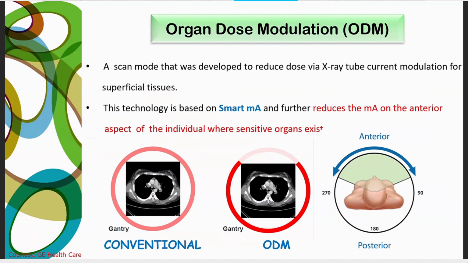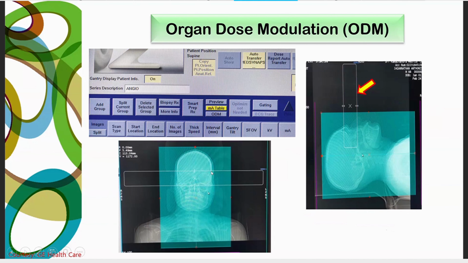And then next is the organ dose modulation technique. This is a software-based technique which uses the main technique of smart MA only, but reduces the MA on the anterior aspect of an individual where the critical organs exist in pediatric patients. So this is how we can plan for the pediatric patient, the ODM planning.